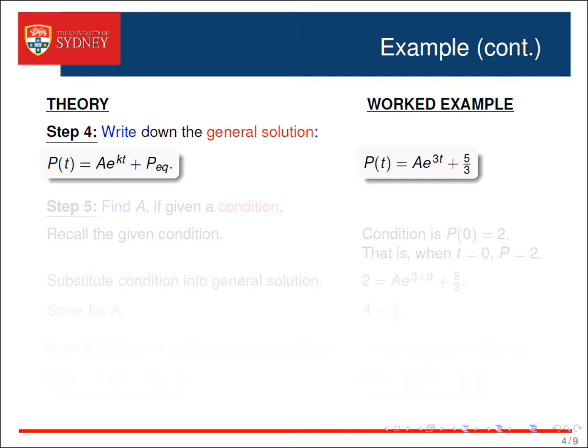In step 4, we write down our general solution. That is, what is the set of all the possible functions p whose derivative is 3 times p minus 5. For our example, that's the family of exponential functions p(t) is equal to a e^(3t), where a is an arbitrary constant, plus the equilibrium solution 5 on 3.